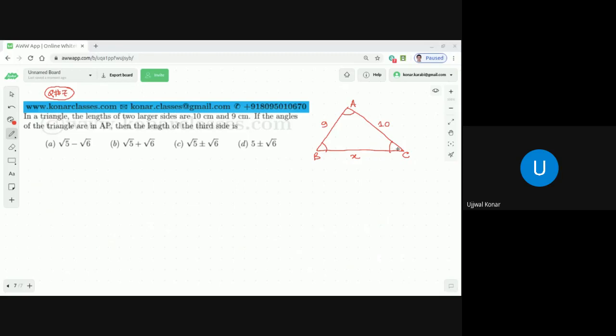So how can we assume? We can assume the angles are theta minus d, theta and theta plus d. Correct, dear students? So we can assume this angle as theta minus d, and then this angle we can assume is equal to theta, and we can assume this angle is equal to theta plus d.